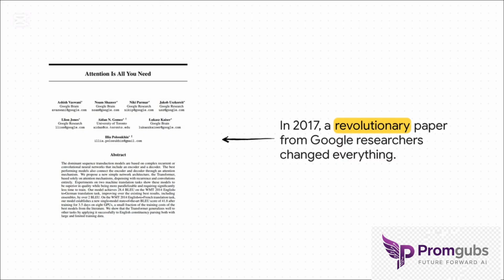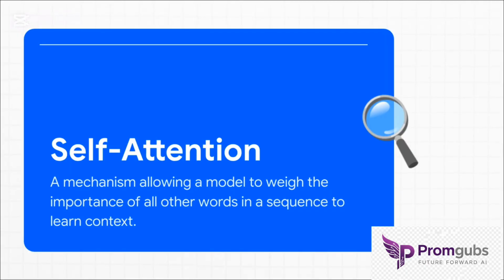And then, in 2017, this happened. A team of researchers at Google published this paper with a bold, almost cocky title, "Attention Is All You Need." And honestly, they were right. This wasn't just a small update, it was a seismic shift that basically unlocked everything that was to come. So what was this revolutionary idea?